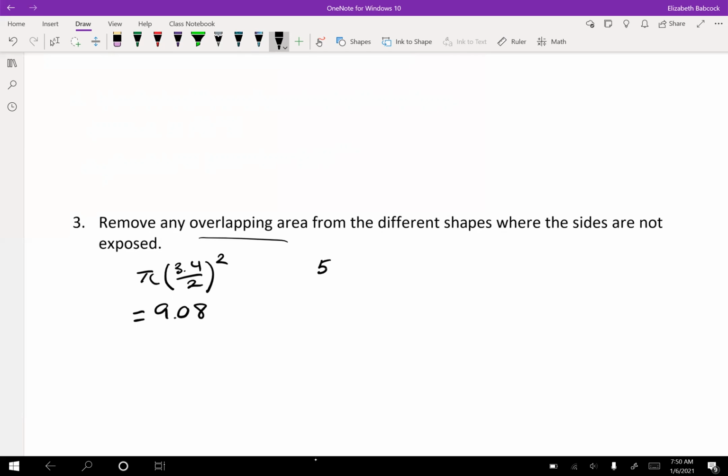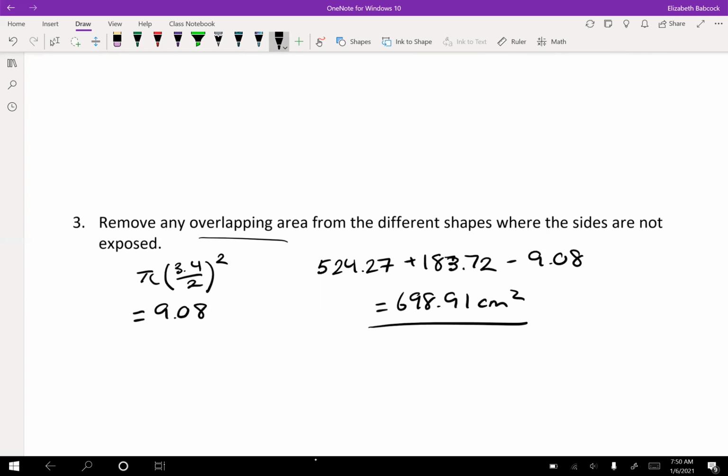So we need to take that away from our original amounts. We have 524.27 plus our 183.72, that's our two shapes, and then minus the 9.08. That is going to give us a total surface area of this shape of 698.91 centimeters squared.